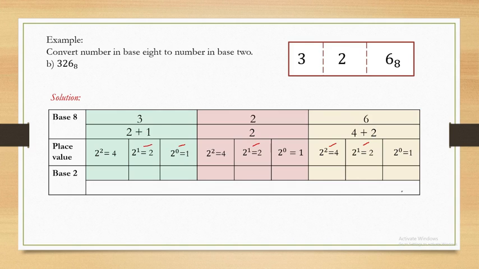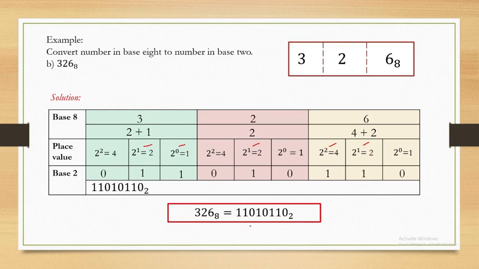Okay, and then we take a look for this row. If there is no tick in here, we put a 0. If there is tick, we put 1. Same goes with others. Then we combine all these digits to form base 2. So the final answer is 1 1 0 1 0 1 1 0 base 2.